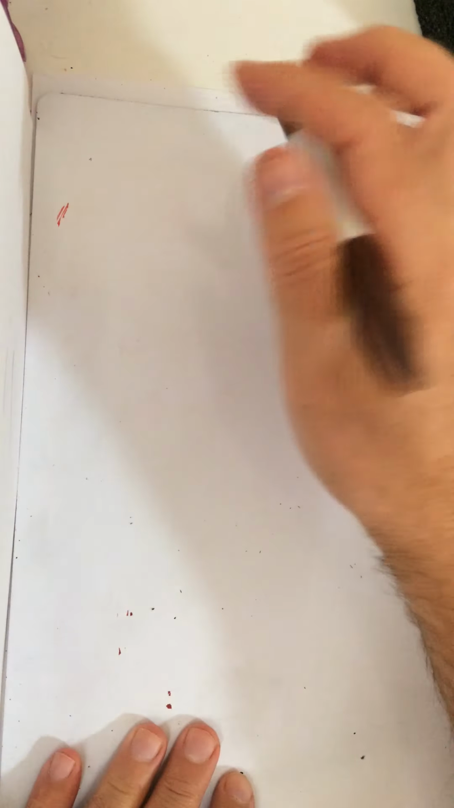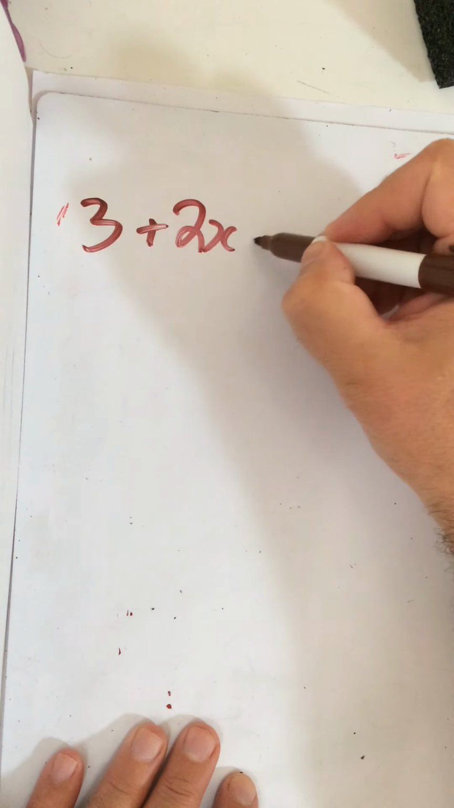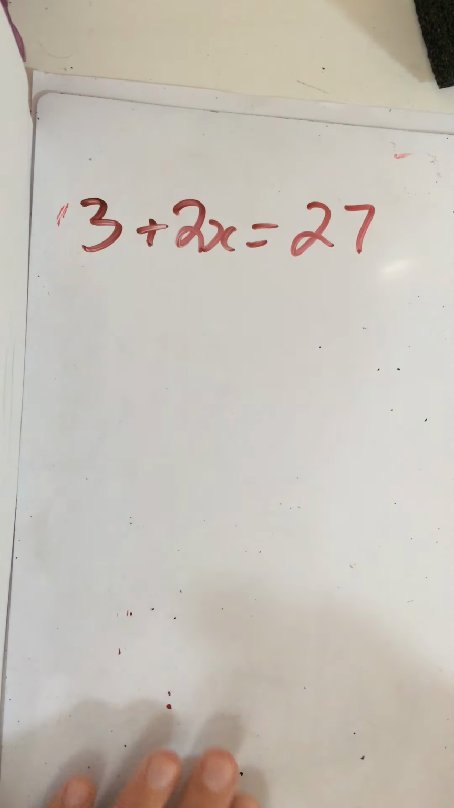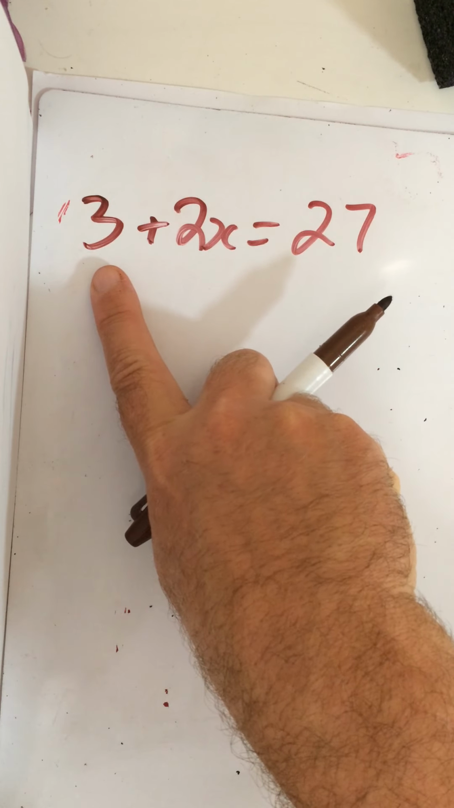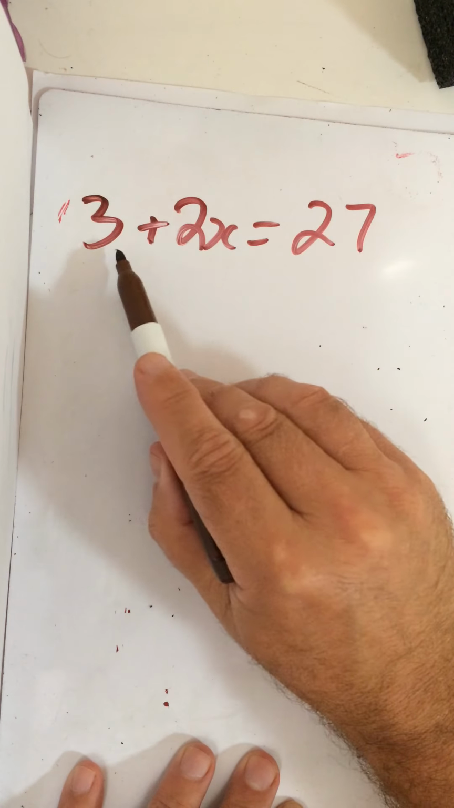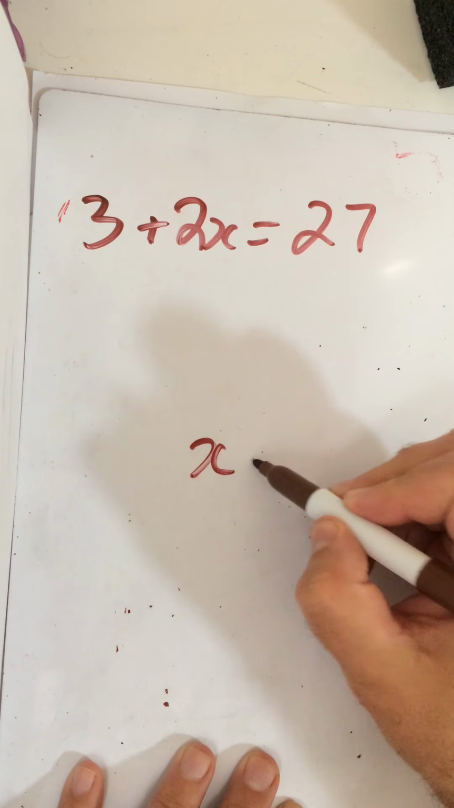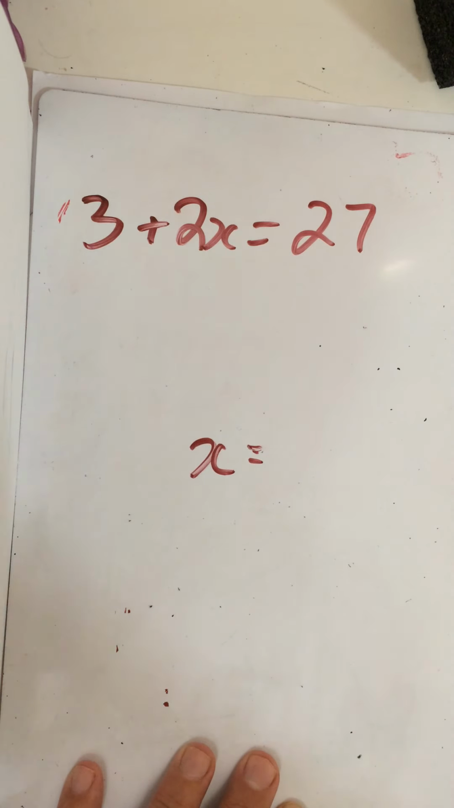Remember, just pause the video, go back and rewatch, please, if you're struggling with these. So, 3 plus 2x equals 27. It doesn't matter that my 2x is here. Previously, we've been more used to seeing it there. Same rules apply. I still want to be left with x on this side of the equation to find out the value of it.